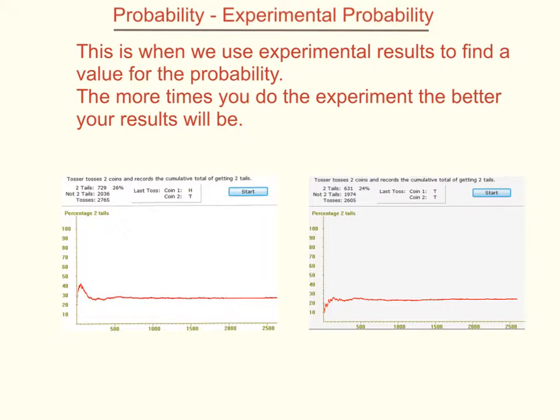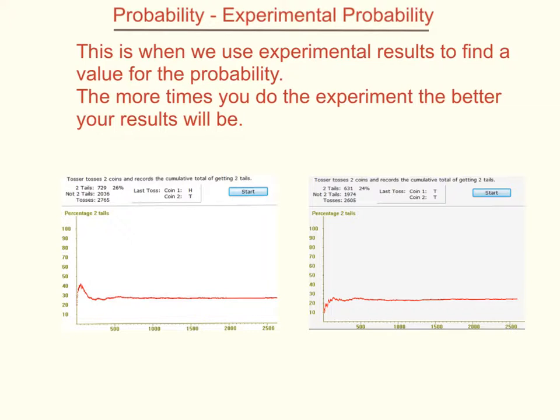I've got the computer to run the experiment twice. So on the left is the first experiment and on the right the second one. One of the things you'll notice is that at the start, when not as many coins have been tossed, this one has almost 40% of them being two tails before it levels off at about 25%. In the second experiment, at the start, there was about 10% of the coins being two tails before it again levels off at 25%.